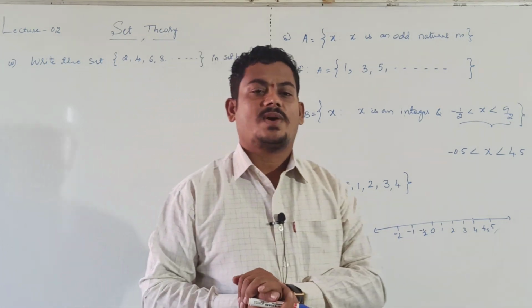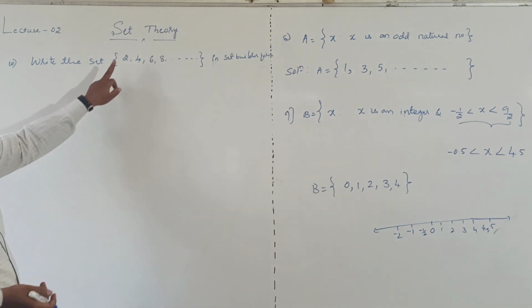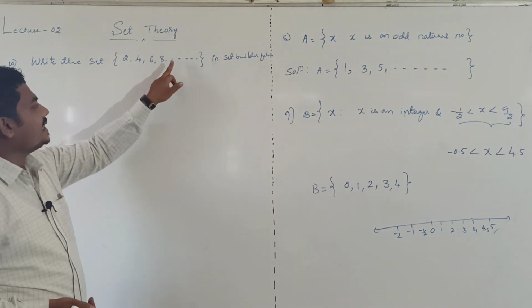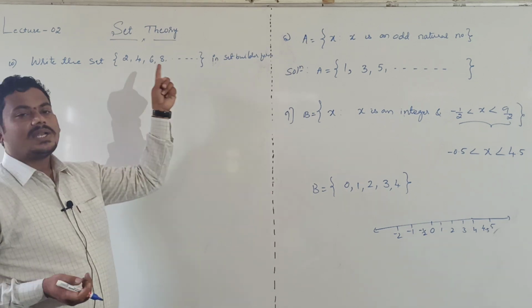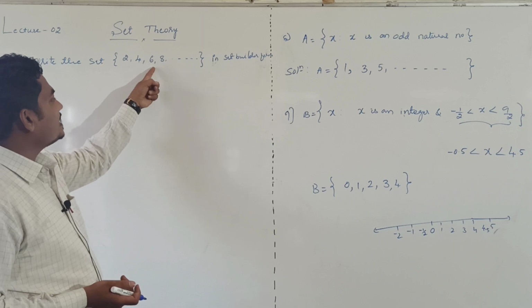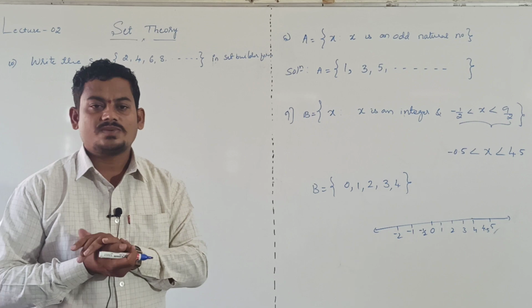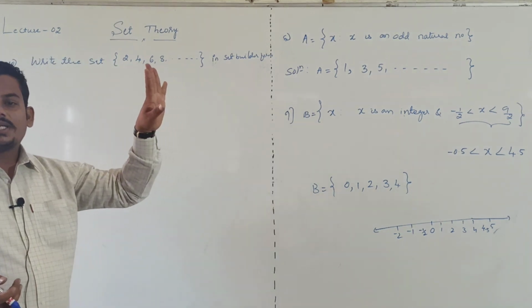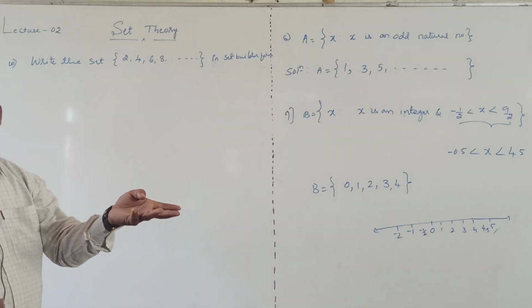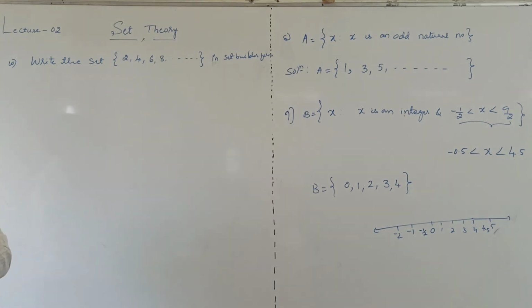They have given the roster form. Just look at each element of this set: 2, 4, 6, 8 and so on. What is the common property? They have given roster form 2, 4, 6, 8, 10 and so on. Clearly all are natural numbers, it is one property. And all are even. So what can we write? X such that X is an even natural number.